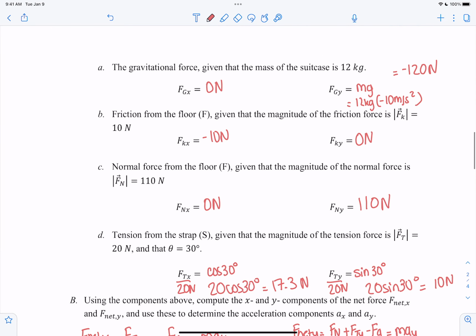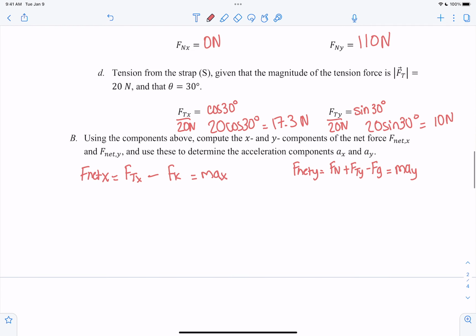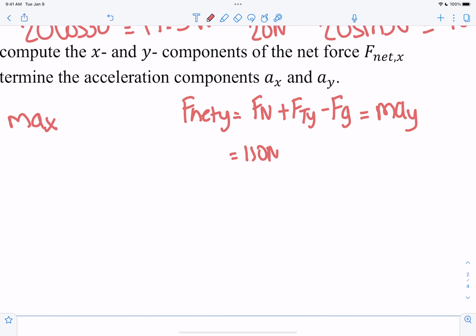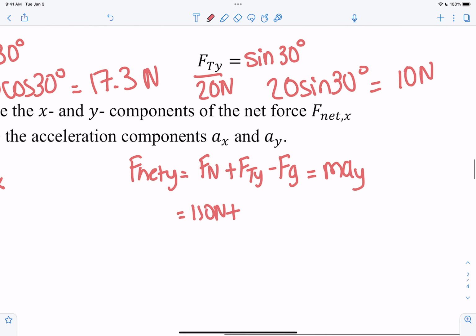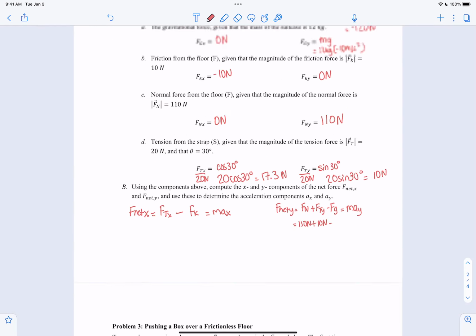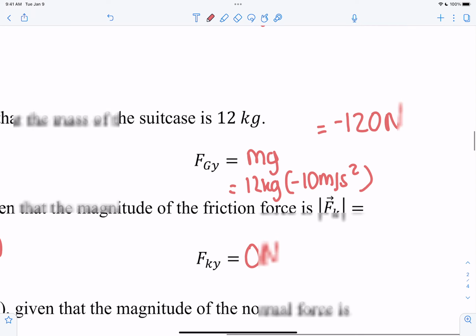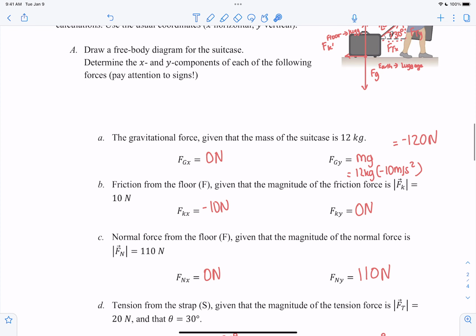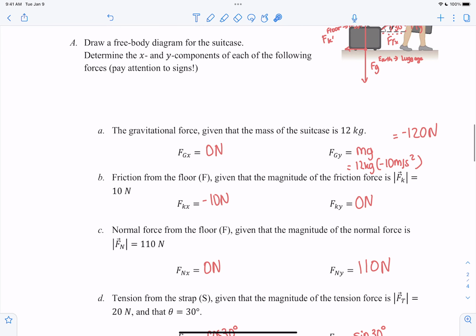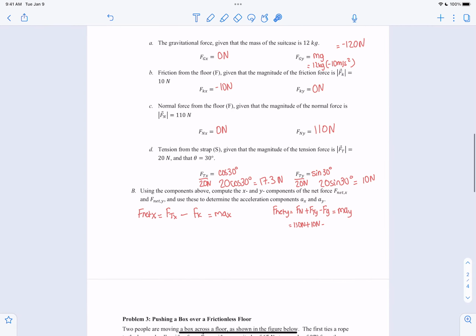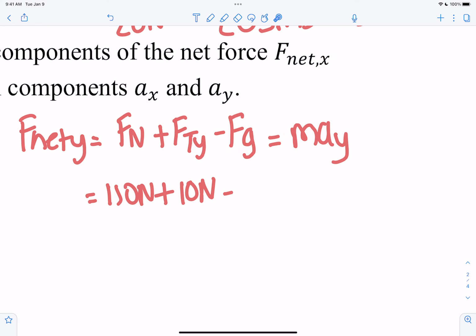We know that Fn is equal to 110 newtons, right? This is just a matter of plugging things in at this point. Fty, we said that was 10 newtons. And then Fg, we said that was what? 120 newtons, right? So this is where things get a little bit confusing now. They asked us for part A to put the direction, to put the sign, to put that negative in the Fg answer that we had, right? Now, if you make a mistake here and you just slide in negative 120 and plug it in, then you're going to get plus 120 at this point.